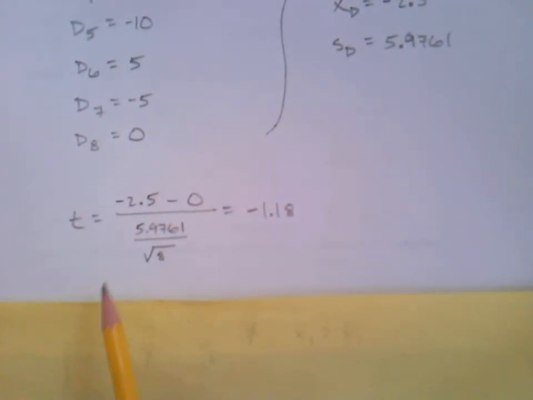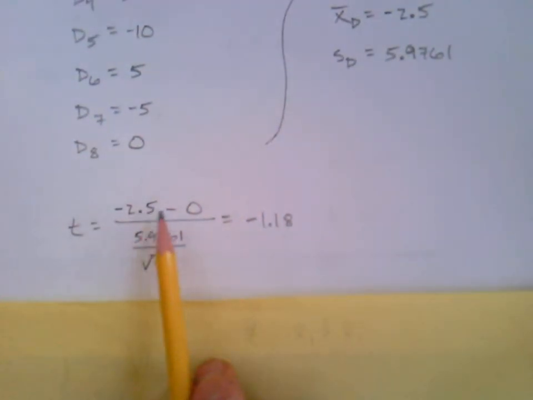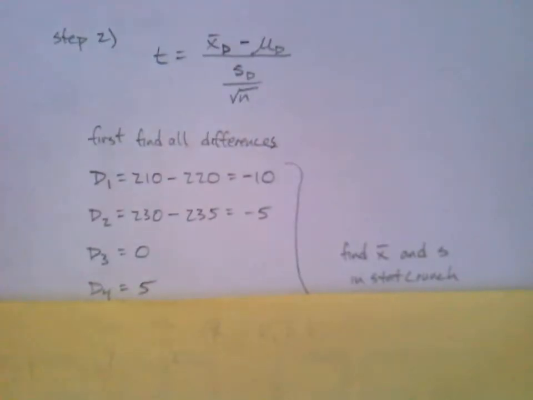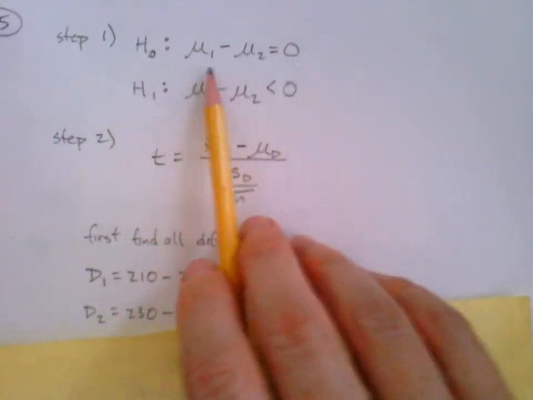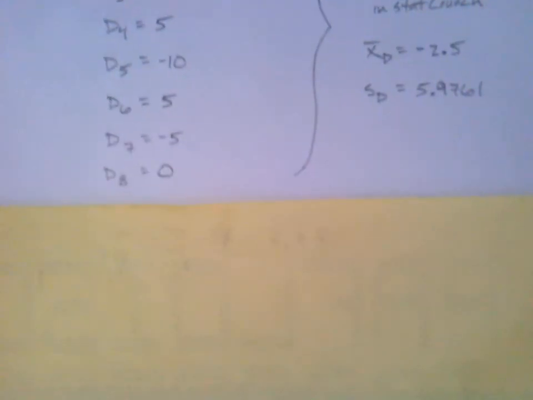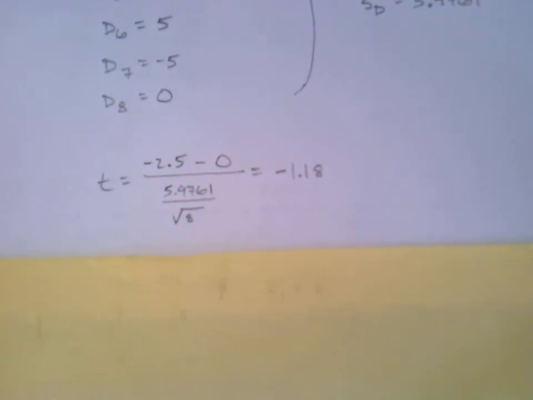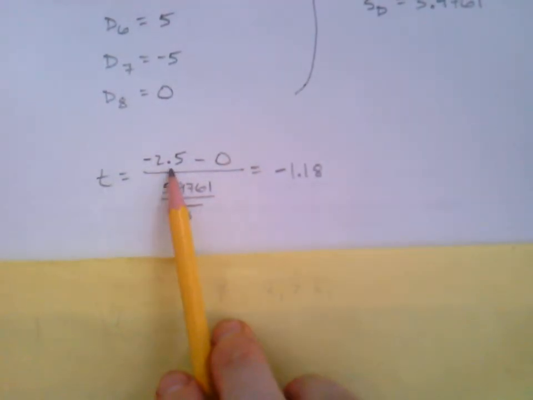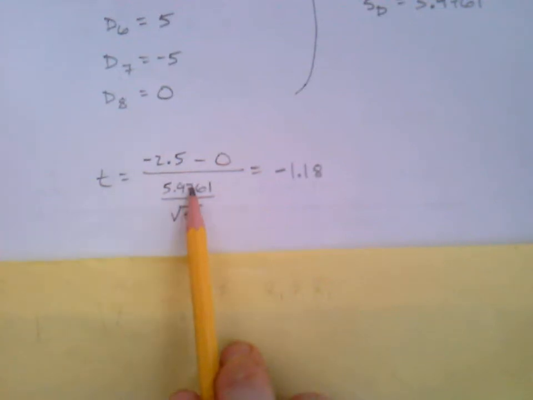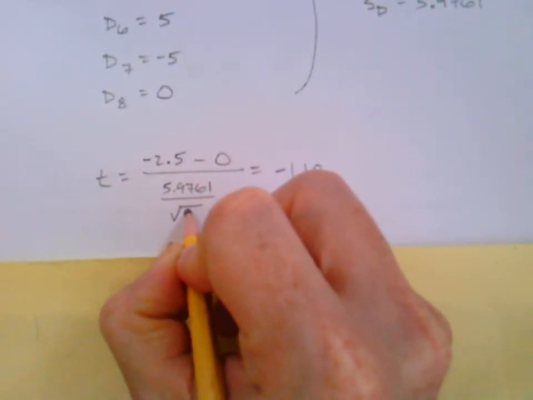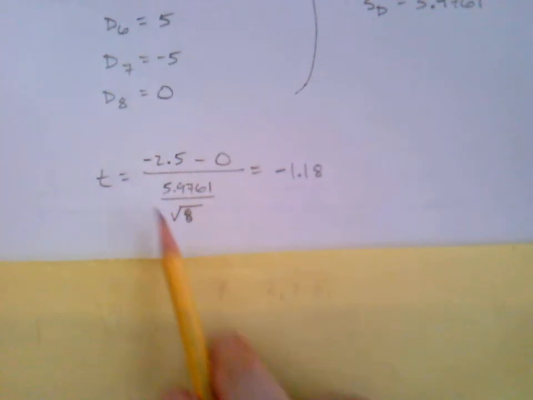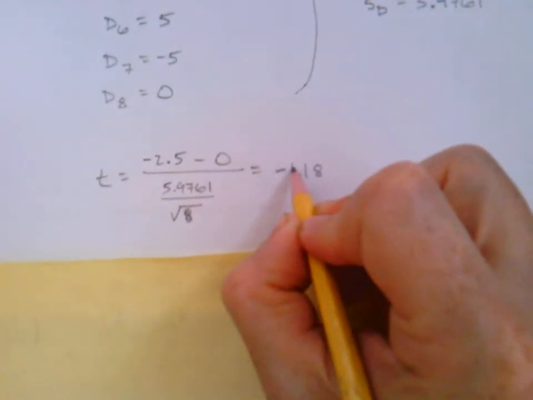Okay. So we've got the negative 2.5 minus 0. Hey, back up here. The difference of the mu's. Well, we're assuming that difference is 0 again, just like in the other examples before. So we've got negative 2.5, 0. We've got our sample standard deviation divided by the square root of our sample size here. The sample size was 8. And if you calculate that whole thing, you'll get a t-score of negative 1.18.